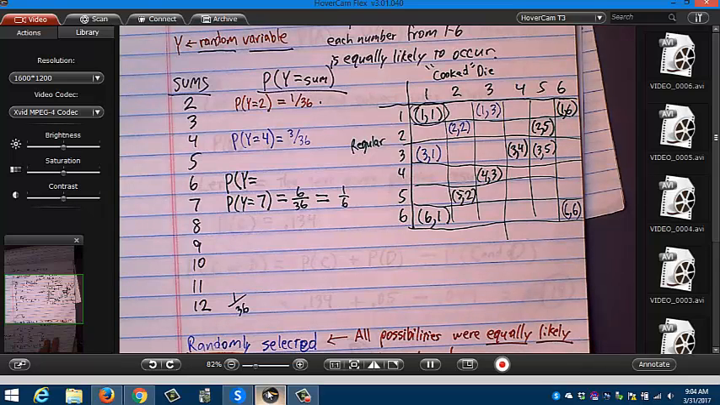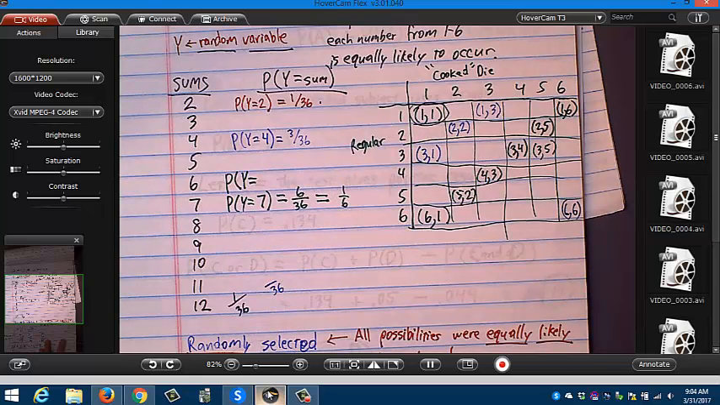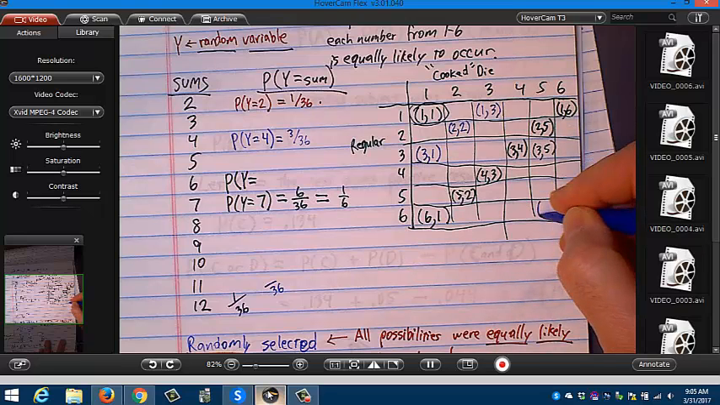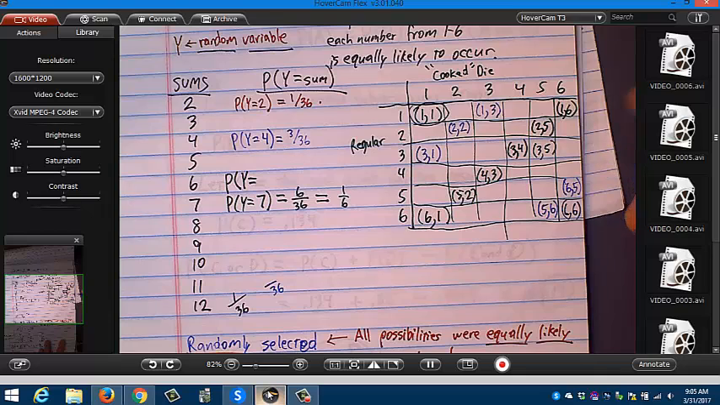Now, if I ask you guys again, what's the probability of rolling an 11? We know it's going to be something out of 36. What would it be? How come? You can only roll 5 and 6? But wait a minute. What if you roll 6 and 5? So this is interesting.